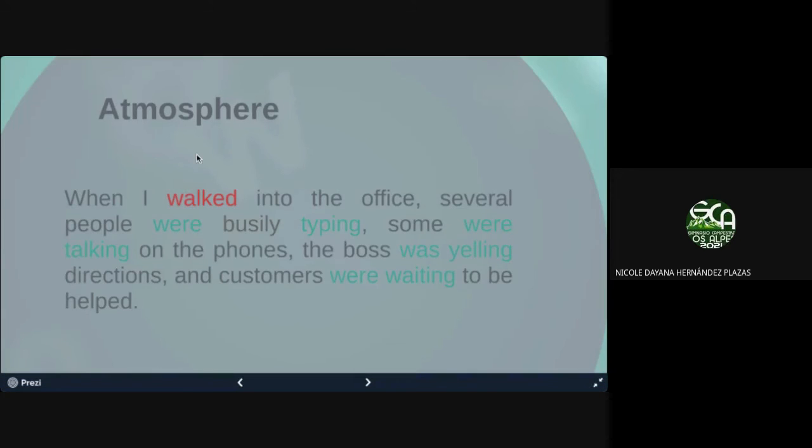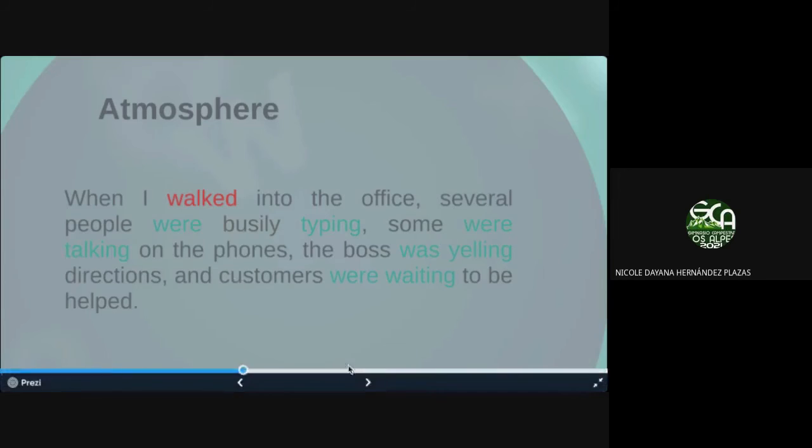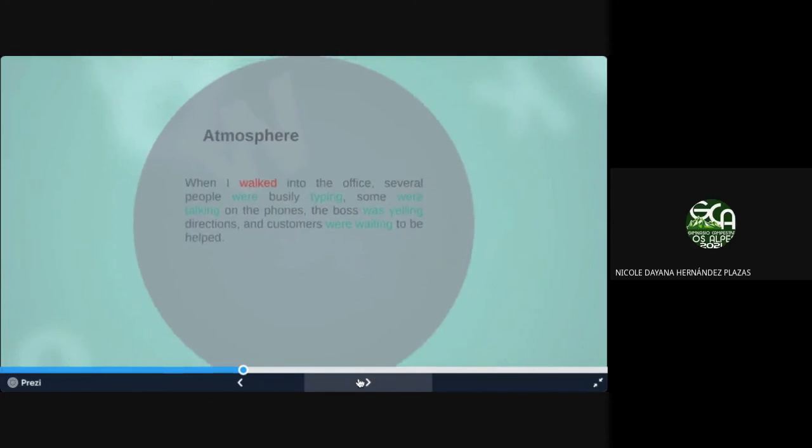Atmospheres. So we have interrupted actions, specific times, we have parallel actions, we have the atmosphere. Tengan en cuenta, amores, para acciones paralelas y para la atmósfera va solo con continuous, ¿ok? Let's keep working then.